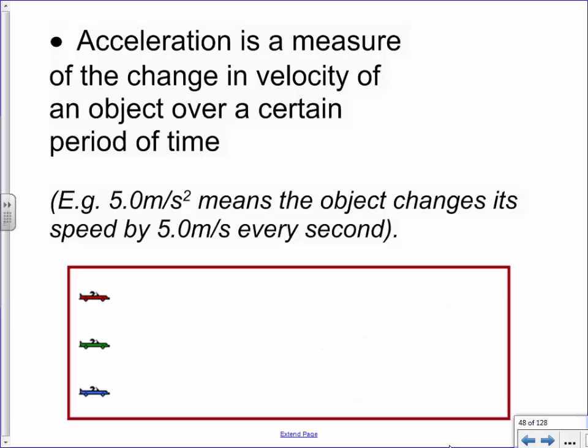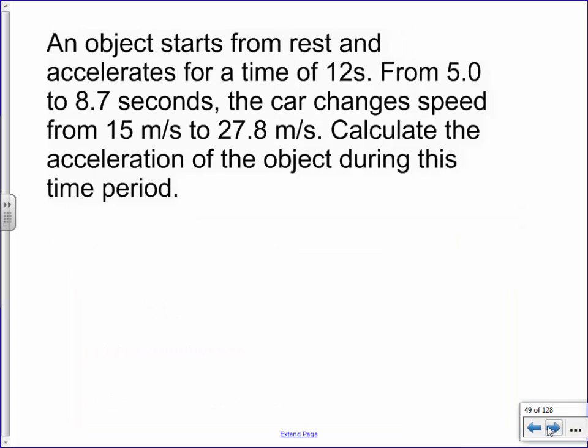My favorite's not moving. That's funny. Let's do an example. Sorry. Next time I'll make sure it's animated for you.